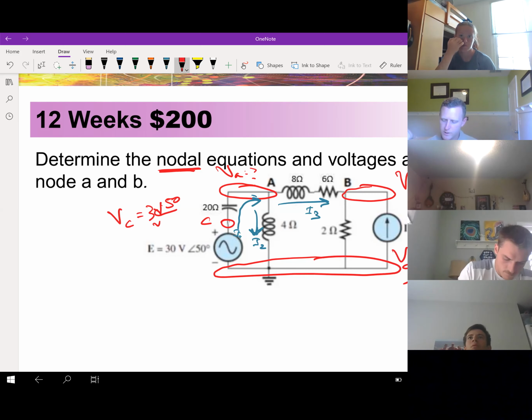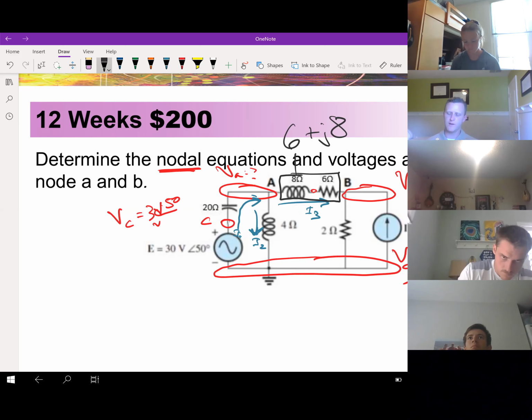If you're wondering, is there a node here? Yes, there is a node there, but we don't need to worry about it because we can put these impedances in a box and call it 6 plus J8. That gets us from A to B, so we have the impedance between A and B. So now for node A, it says to determine the nodal equations and voltages at node A and B.